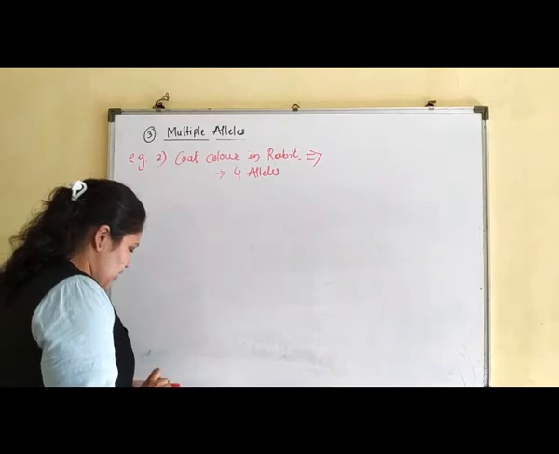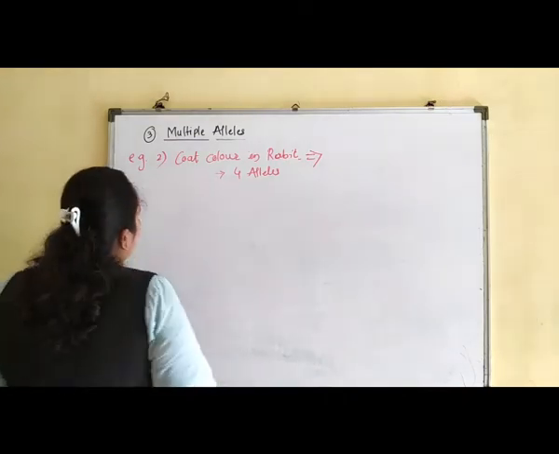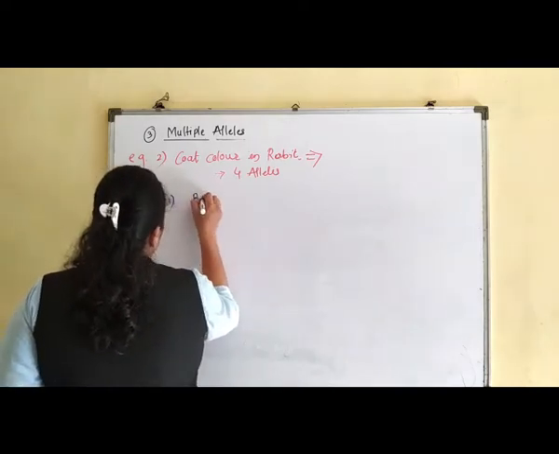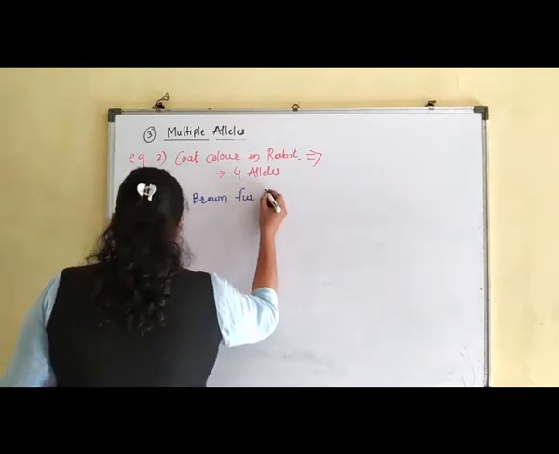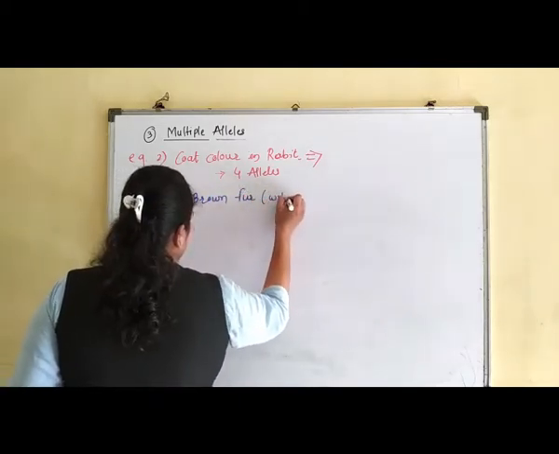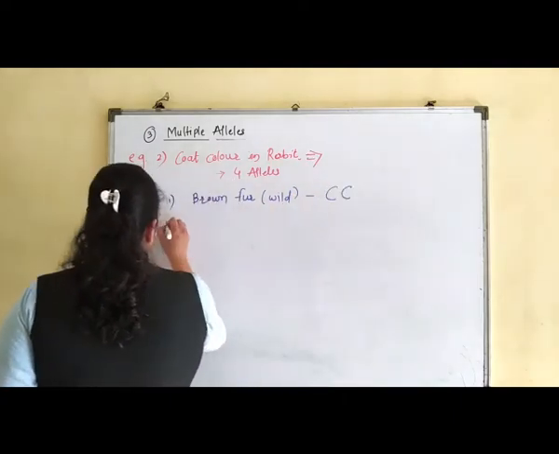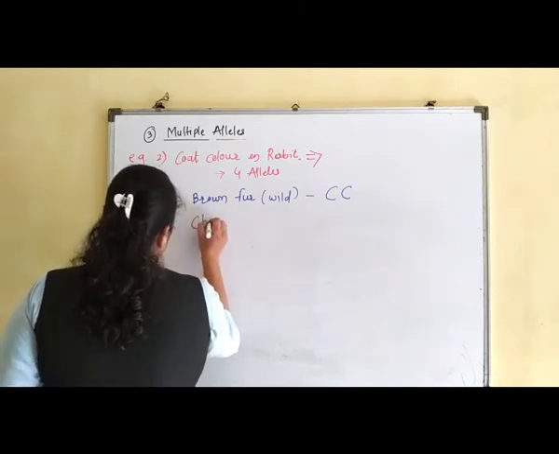Now, the first type of fur color which we get is brown fur. Brown furred rabbit. This is a wild one, and it has the dominant gene, that is dominant C. The second we get is the chinchilla.